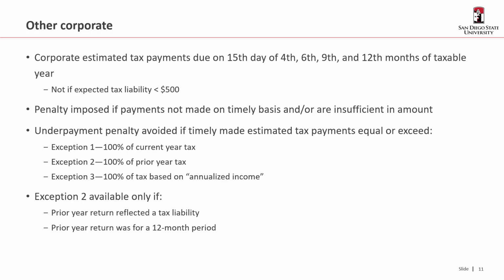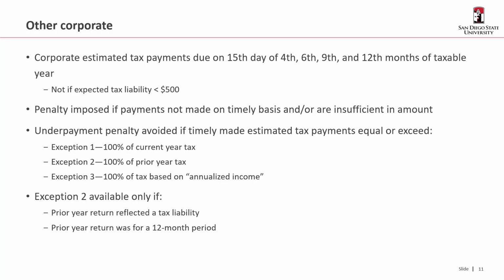But what happens is if you do not make these estimated payments, they can impose a penalty on you, the underpayment penalty for not making payments on a timely basis or making them insufficient in amount. And the way you avoid the underpayment penalty, okay, so there are 3 exceptions, although the first one isn't really an exception. The first exception is you pay 100% of the tax that you owe. Well, of course, if you pay 100% of the tax that you owe, you don't have an underpayment. So I'm not sure why they classify that as an exception. There's just no underpayment.